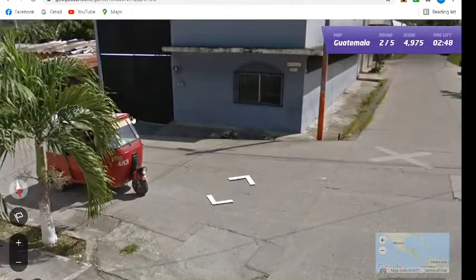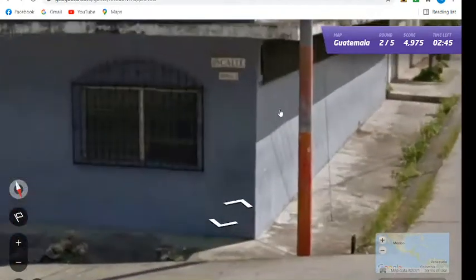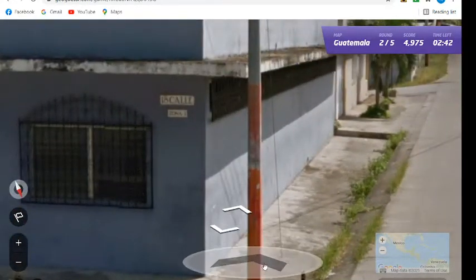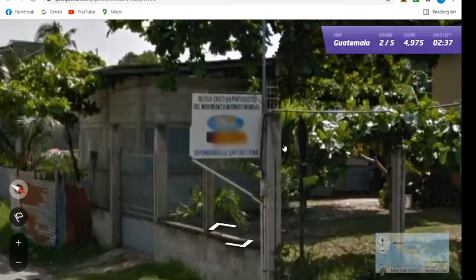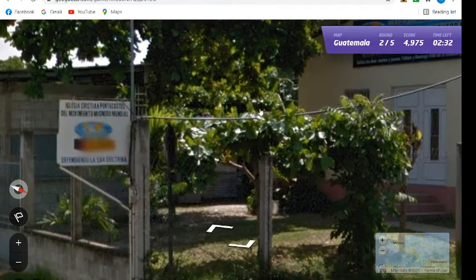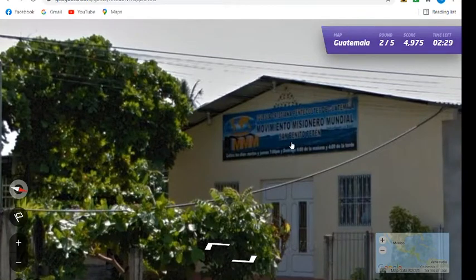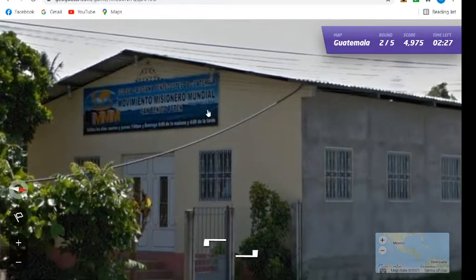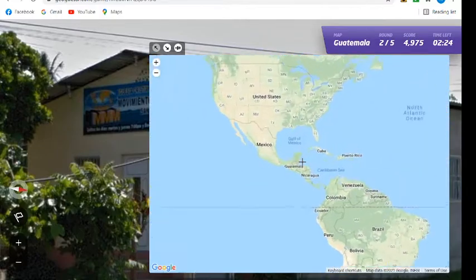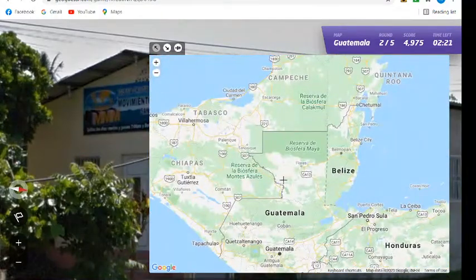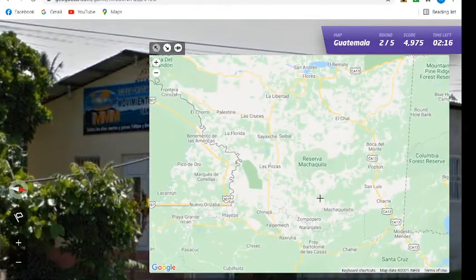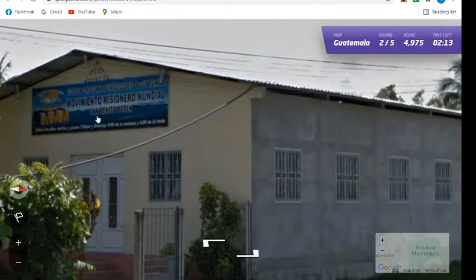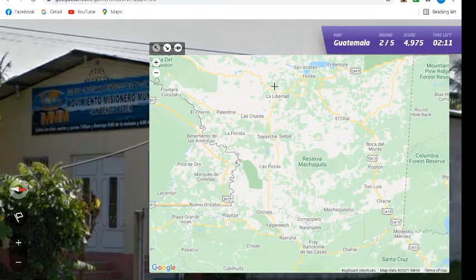Yeah, the red tuk-tuks, that's a Guat thing. The painted poles like this are a Guat thing. Let's see, the Pentecostal church, well, that's kind of general, right? There's a lot of those. San Benito Petén. Okay, Petén is a known area of Guatemala. Petén is the northern part, which is relatively flat. Okay, so it's San Benito Petén.